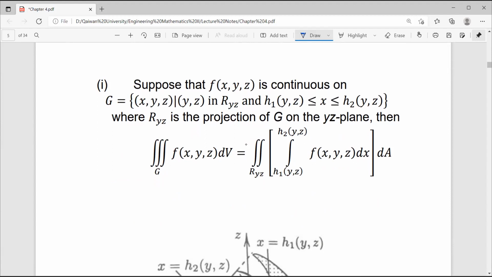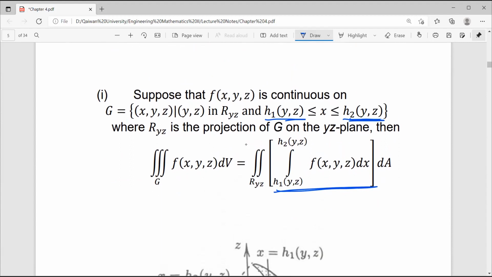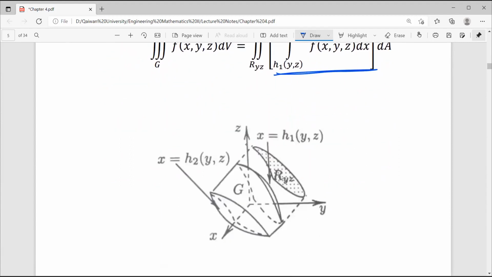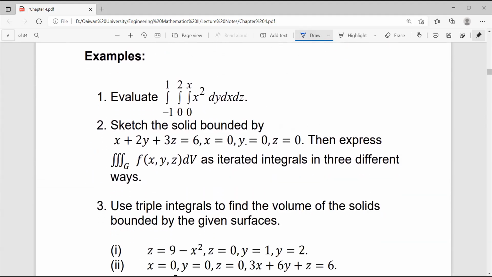And if x is from a function to another function, in this case we must take the first integration with respect to x, and the second and third integrations with respect to y and z, or z and y. In this case the projection is on the yz plane. Here we have some examples.